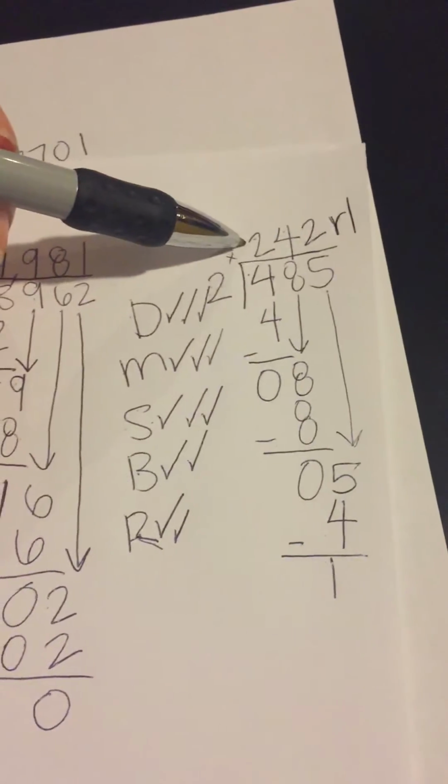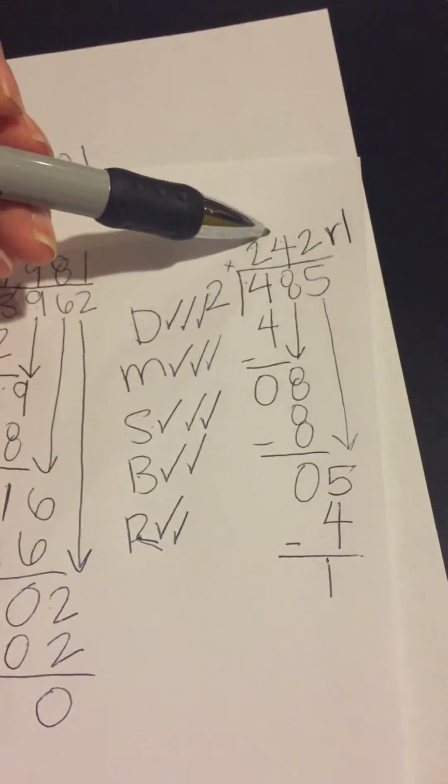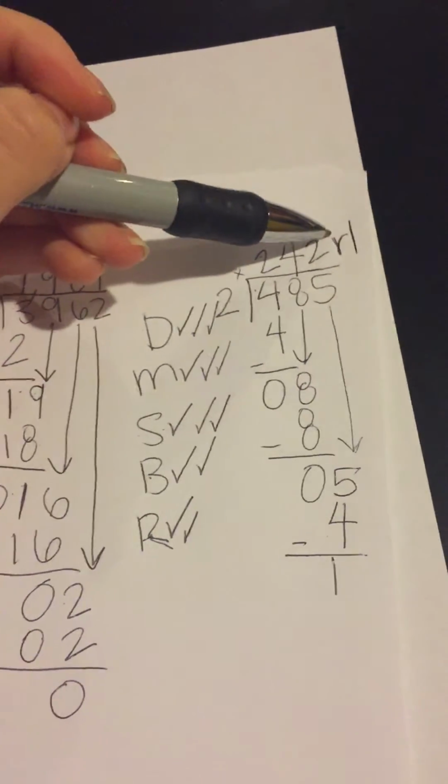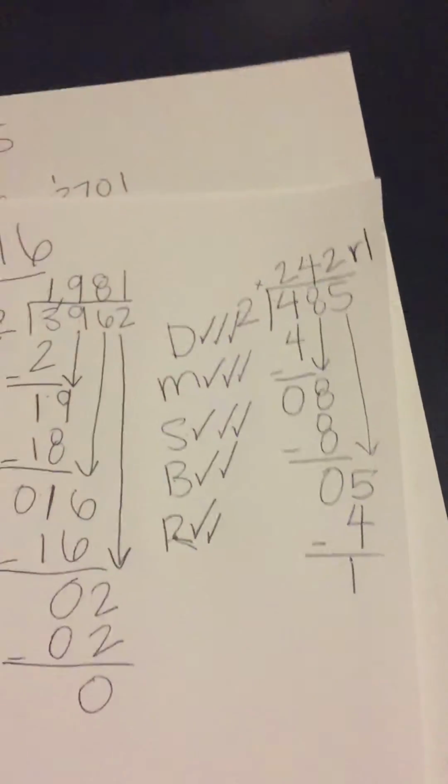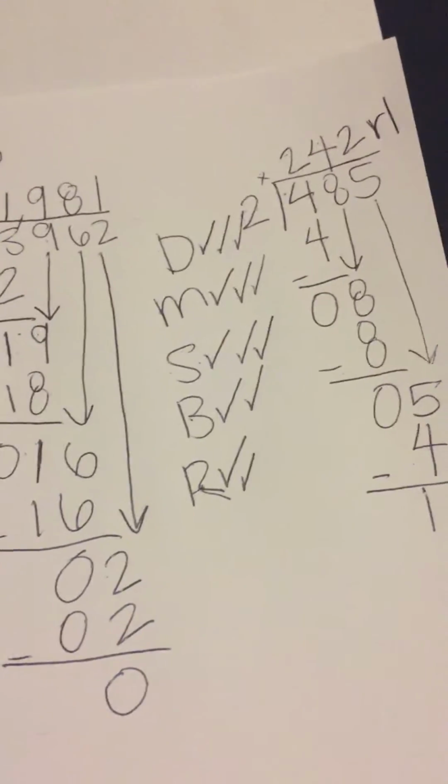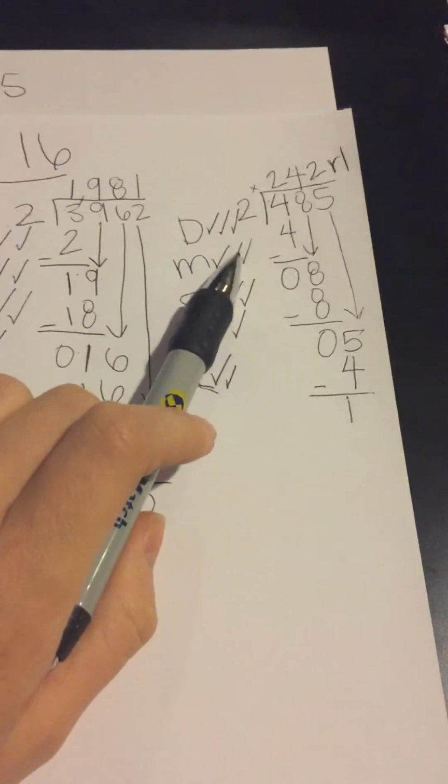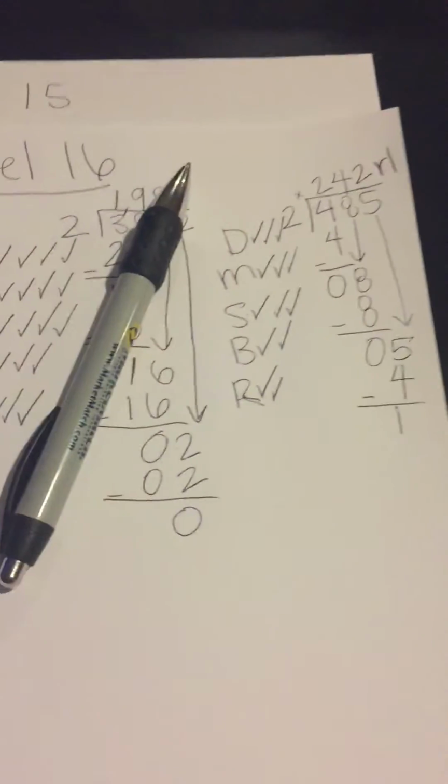So if you got 242 with a remainder of 1, then you got the correct answer. Give yourself a good pat on the back. That was wonderful work you did. All right, so it seems like if you were able to do this one on your own, then I think you're ready to move on to the game.